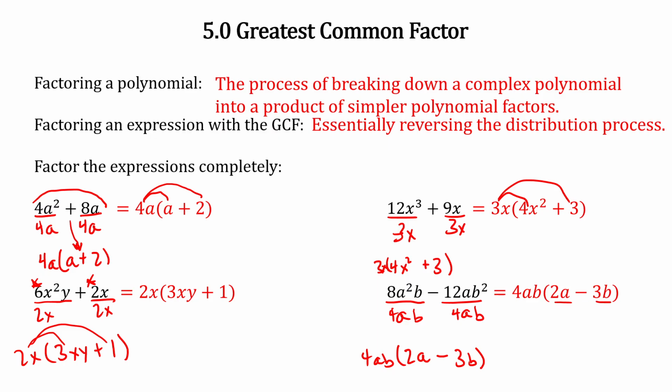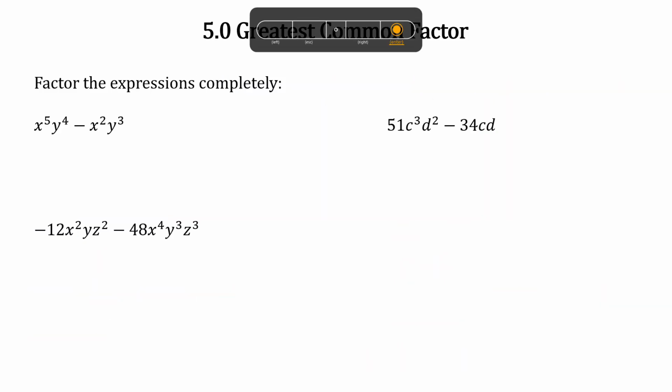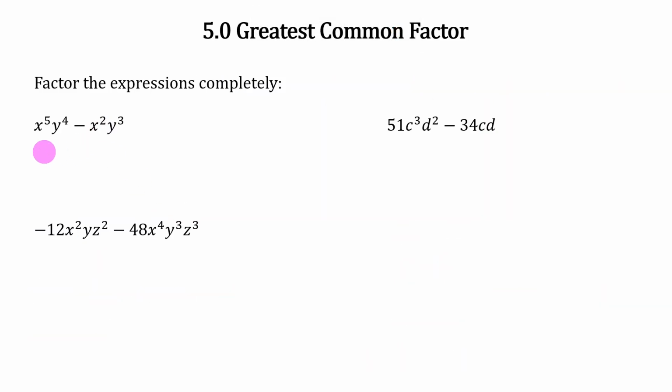Okay, let's get some trickier ones. Here I've got no numbers. I've got x to the fifth and x squared. Most I can take out is x squared. Y to the fourth and y to the third. Most I can take out is y to the third. So that goes on the outside.